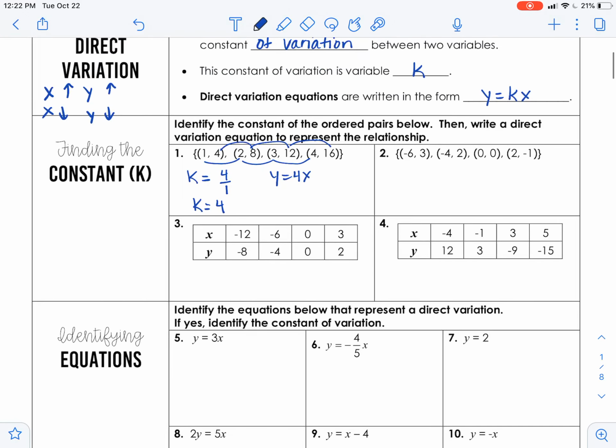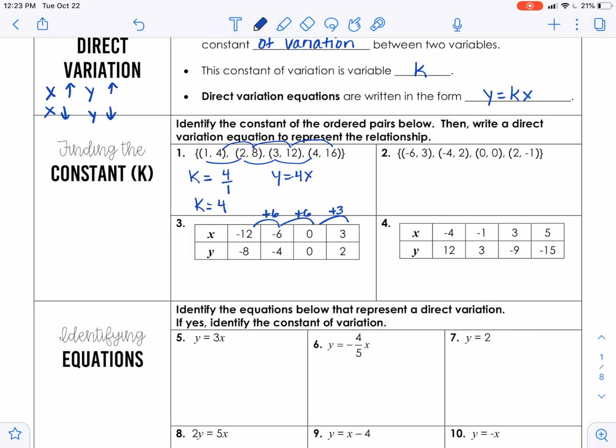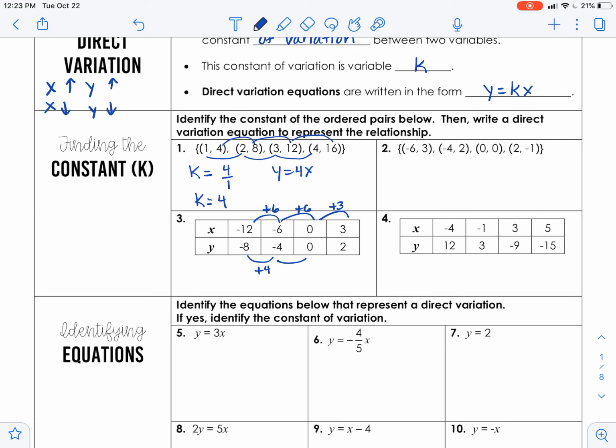Let's see, I'll go ahead and do another one here. I'll do 3. When I look at the change in my X here, you'll notice that this goes up by 6, up by 6. This one goes up by 3. Let's just see what happens here. So I'm going to do my Y's, and I see that this went up by 4, because I'm going from a smaller negative to a bigger negative. This one goes up by 4. This one goes up by 2.